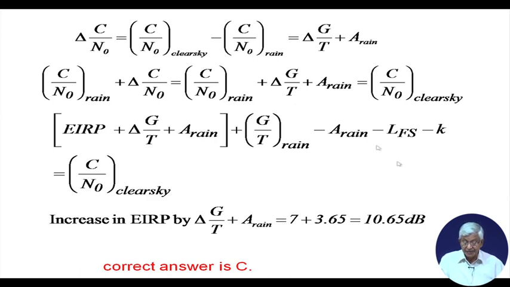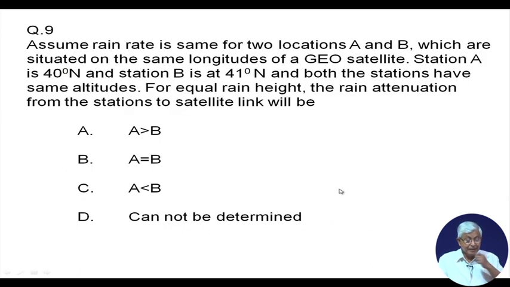You have to understand this: two factors are coming, one is G by T is reduced, another is the rain is attenuating the signal. So, both the factors have to be considered, and for the fade mitigation to come back to the clear sky C by N naught, you have to increase by these two amounts together. Let us see the next one.